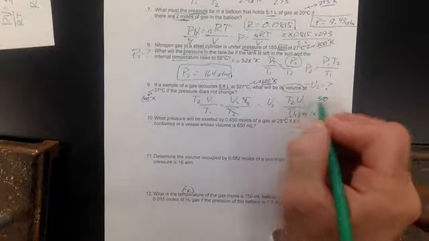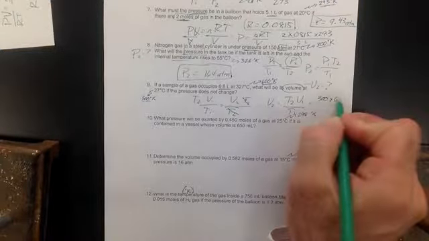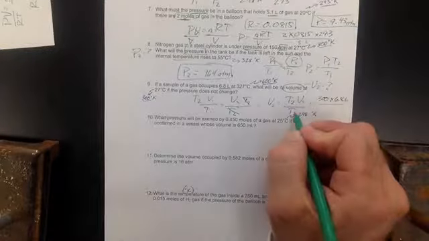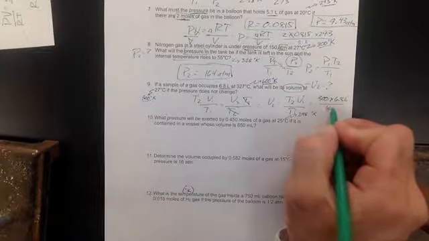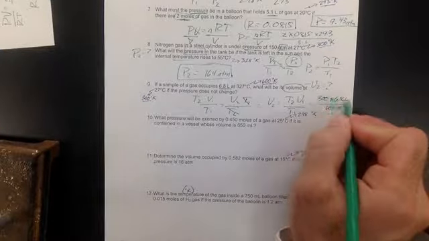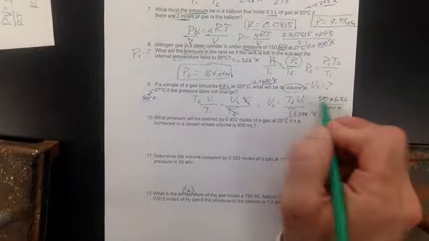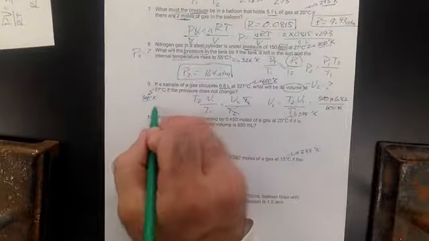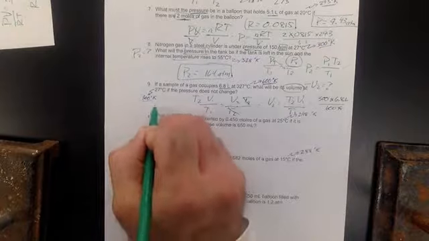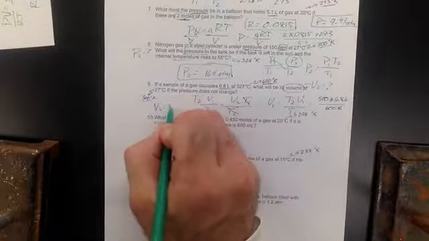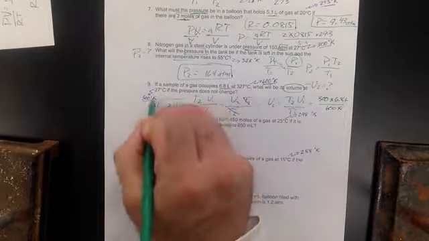What was my initial volume? 6.8 liters. What was my initial temperature? 600 degrees Kelvin. Now I can cross out kelvins. All I have left is liters. 300 times 6.8. Divide that by 600. If you did it right, volume 2, the final volume, should equal 3.4 liters.